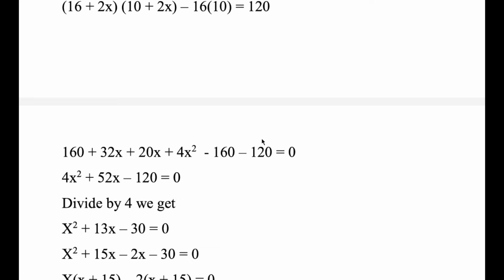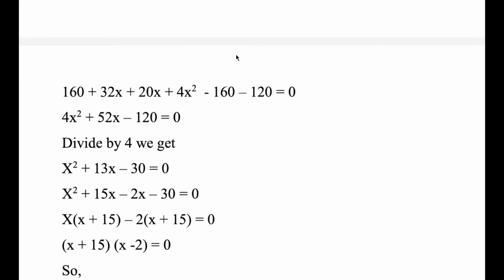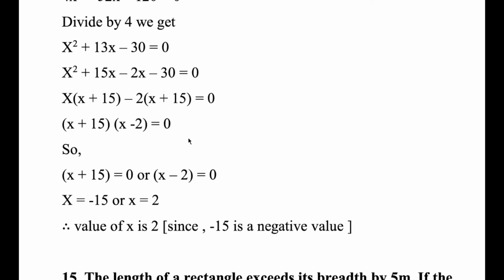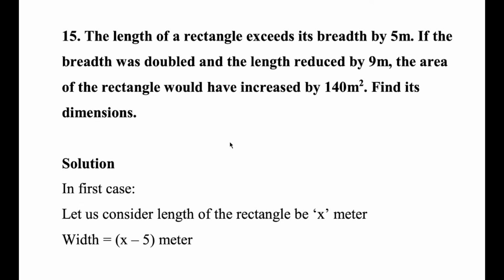After that, what you have to do? Nothing. One or two steps of simplification. Divide by 4 to take down the burden. After that, mid-term factorization. The values of x will come to 2 or minus 15. So minus 15 is a negative figure, so we can't take minus 15. The value of x will be only 2. Come to the next problem.